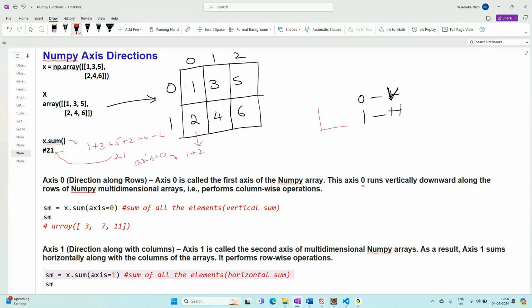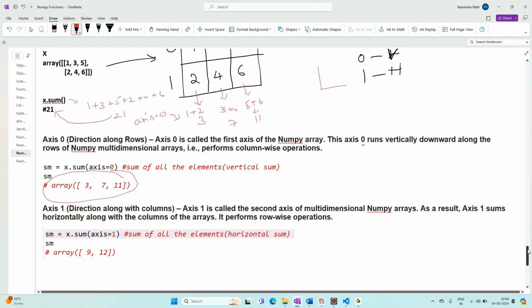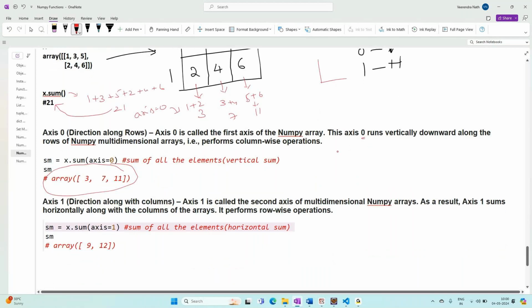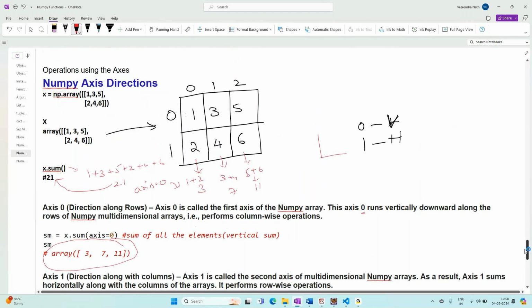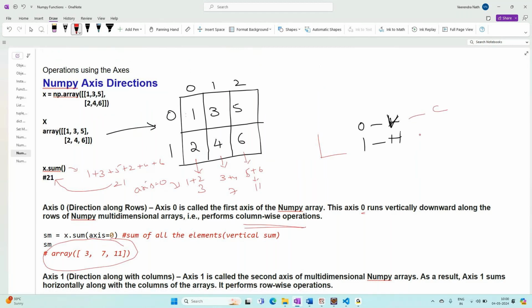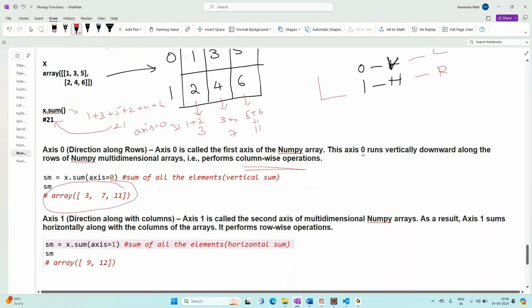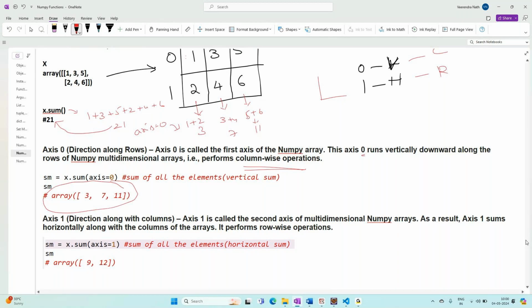What will it do? 1 plus 2 is 3, 3 plus 4 is 7, 5 plus 6 is 11. So this is the answer: the sum vertically downward. It will do a column-wise operation. So 0 does vertical, column-wise operation, and 1 does horizontal, row-wise operation. Axis equal to 1 is called the second axis of the multidimensional array. Axis 1 sums horizontally.